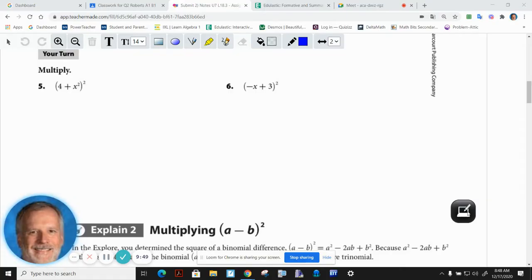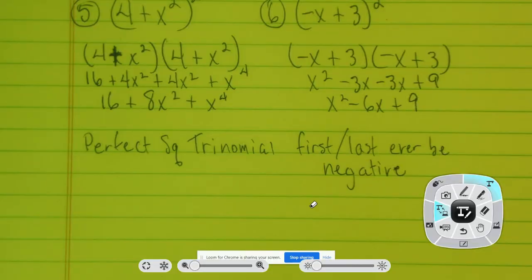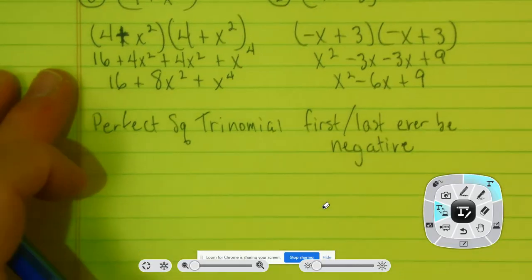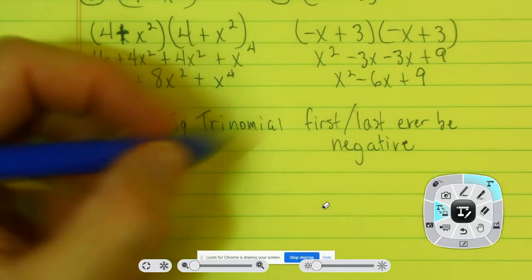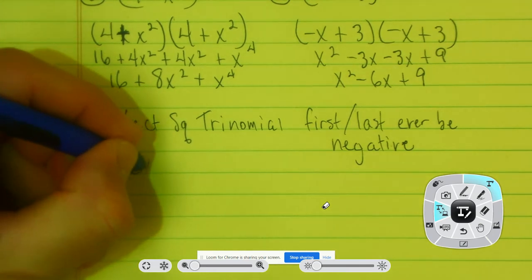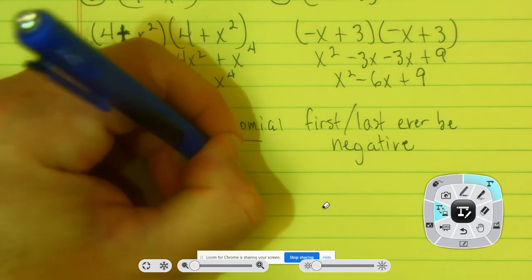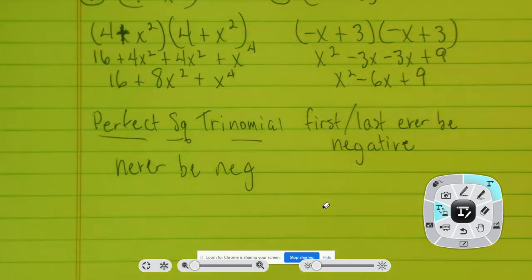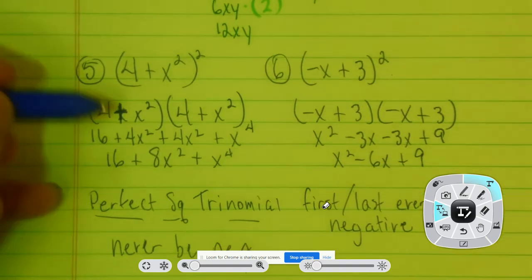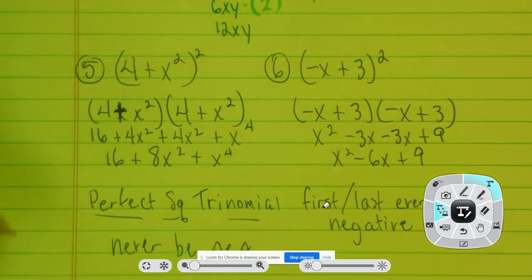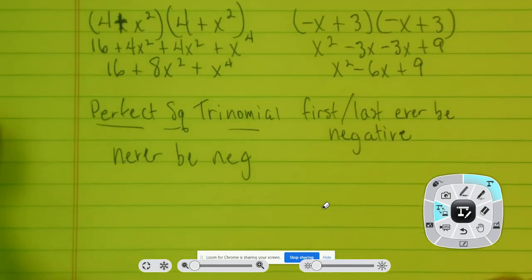So the answer to that question is that the first or last term will never be negative in a perfect square trinomial. The reason being, and we just figured that out, is I can't multiply something times itself. In other words, I can't square it and get a negative number. So it'll never be negative.